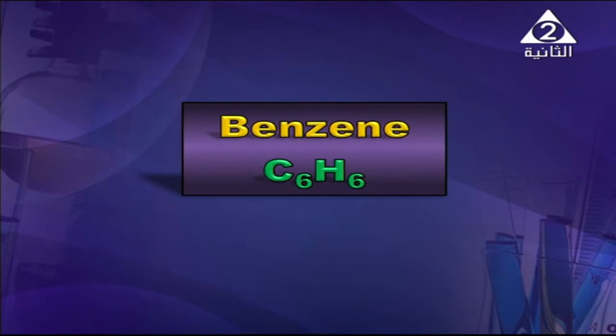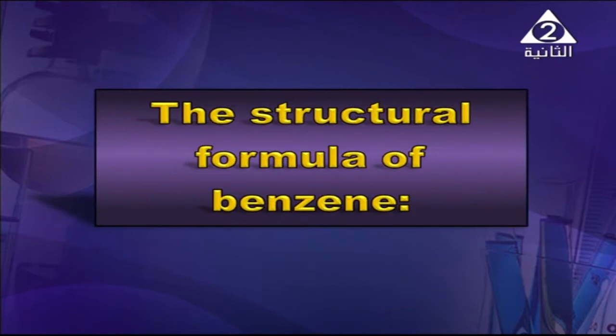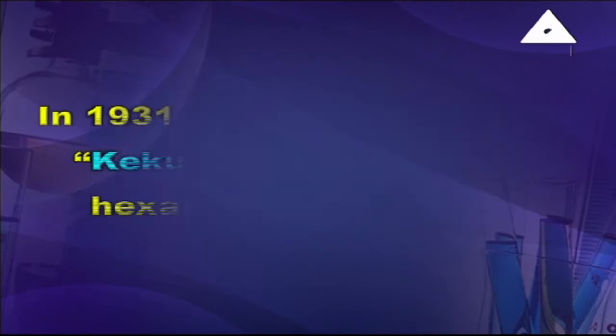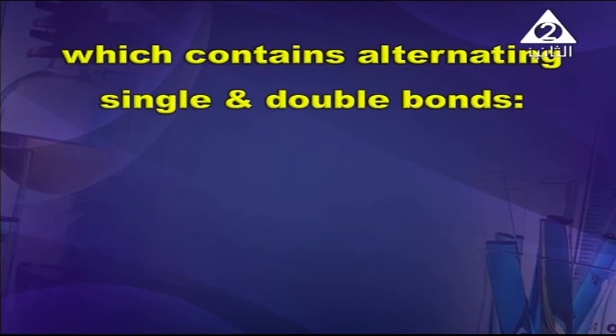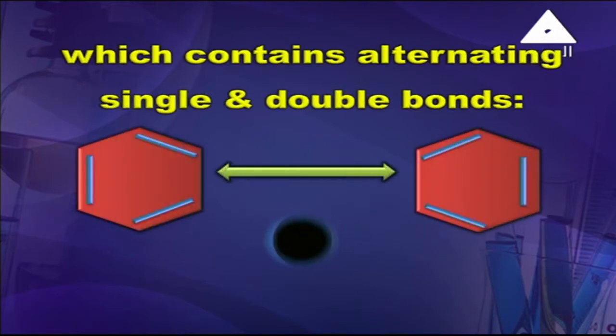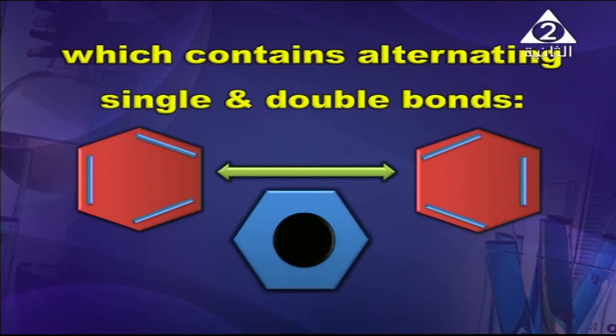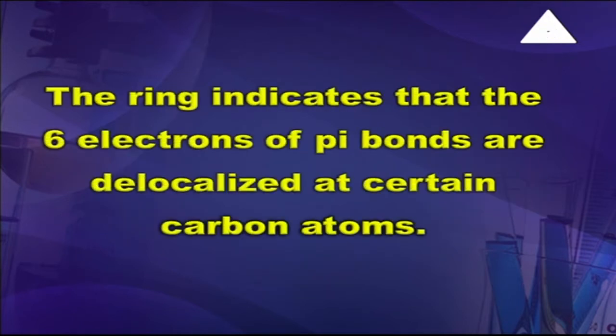Benzene has the molecular formula C6H6. The structural formula of benzene: in 1931, the German scientist Kekulé discovered its hexagonal cyclic shape, which contains alternating single and double bonds, as shown on the screen. Here are the two structures of the alternating single and double bonds, and the ring here between the two positions indicates that the 6 electrons of the pi bonds are delocalized.